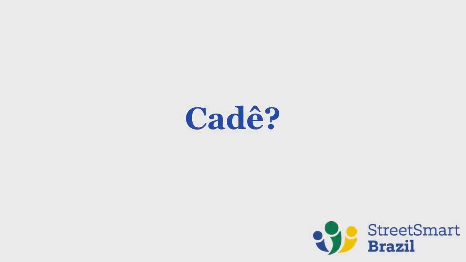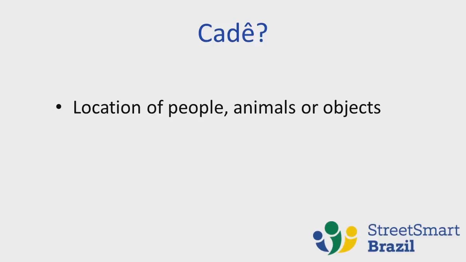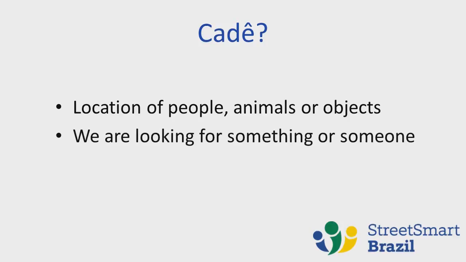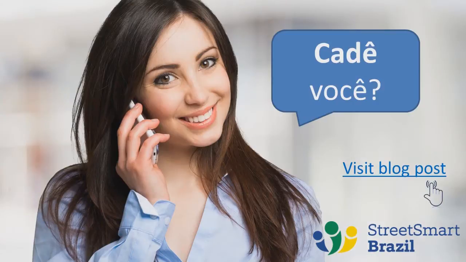Let's start with cadê. We use cadê to ask about the temporary location of people, animals, or objects. Basically things that move or can be moved, things that are not fixed somewhere. Usually when we use cadê, we're looking for something. So let's see some examples.